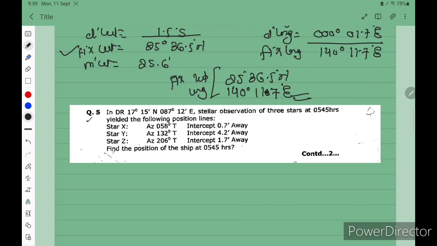Value the following position line. Star X azimuth 058 degrees true, intercept 0.7 away. Star Y azimuth 132 degrees, intercept 4.2 away. Star Z azimuth 206, intercept 1.7 away. Find the position of the star at 0545 hours.